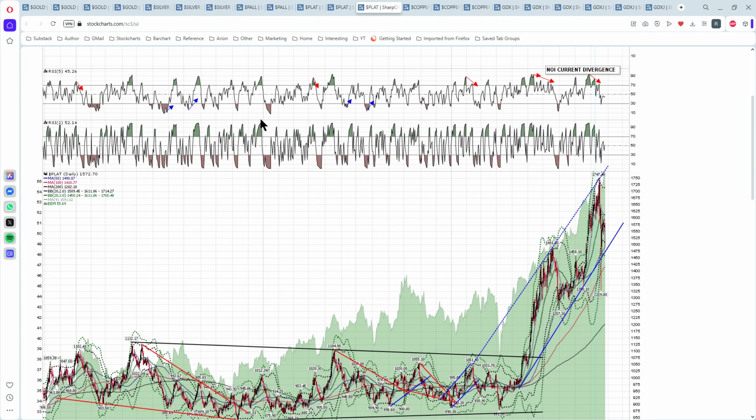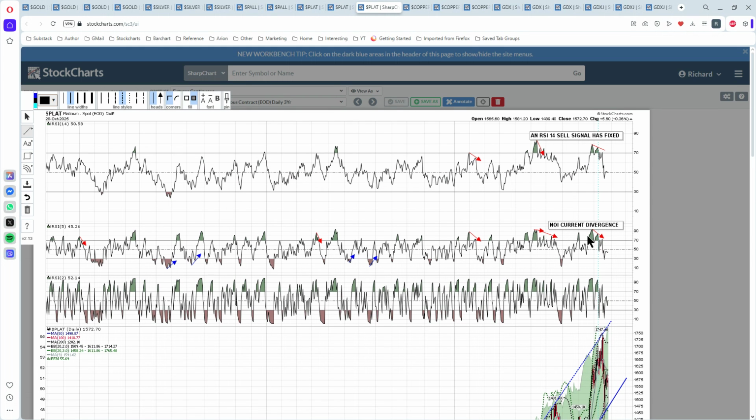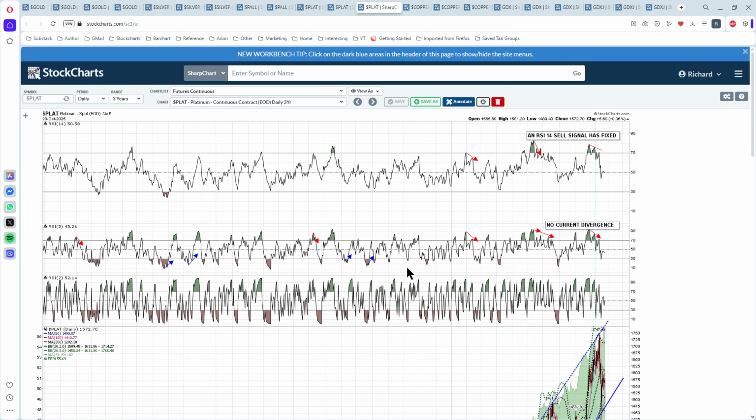And on the daily chart, we had an RSI 5 sell signal, which has made target. We've also got an RSI 14 sell signal fixed. That hasn't made target yet. At the moment, we're at an inflection point. We could head back up and retest the highs, or we could head down some more. And we're waiting to see which of those will deliver.